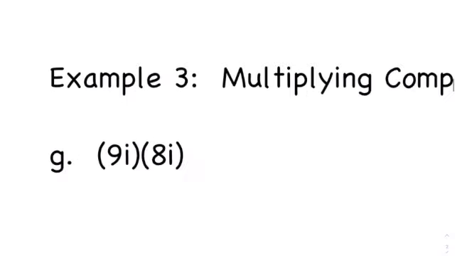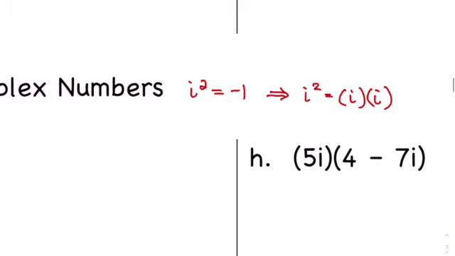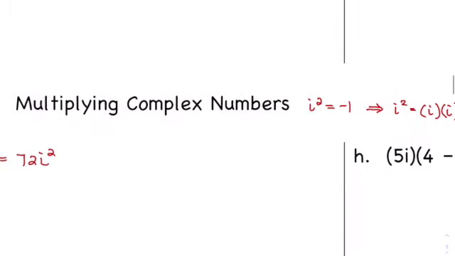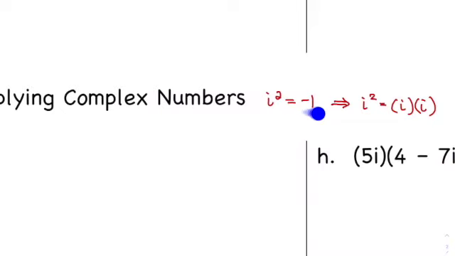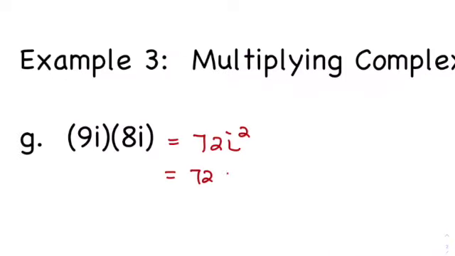Here's 9 times 8, and then they both have i. So you just do it like you usually do. Multiply the numbers and take care of your exponents for the i. So that's going to be 72i squared. Now, you know i squared right here is really i times i, and i squared equals negative 1. Because of this step right here, that makes all the difference. That's 72 times negative 1.